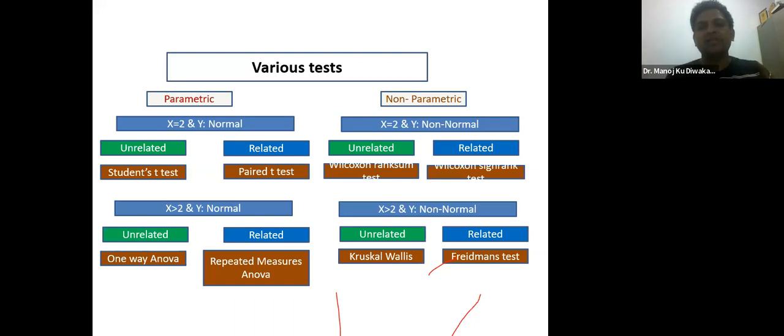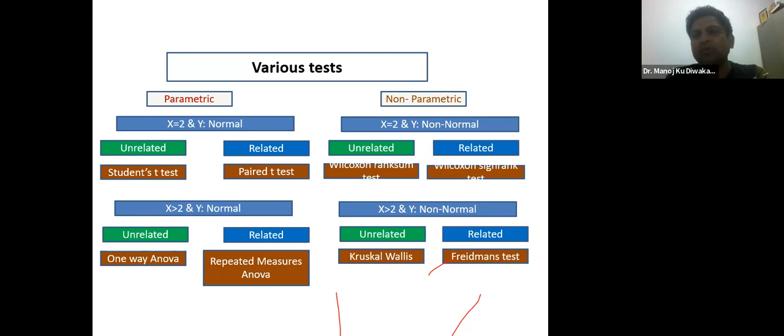If you go on the other side, that is the non-parametric. Non-parametric means again you will take the test corresponding to the t-test or paired t-test. So this is basically x is 2, meaning you will have two samples, but not normal. So here these are unrelated and related. Here you are going to use Wilcoxon's rank sum test, and Wilcoxon signed rank test in case of the paired t-test. Okay, so this is analogous to the paired t-test.